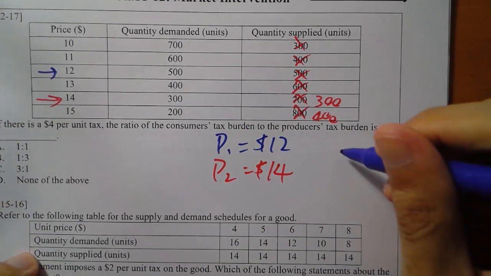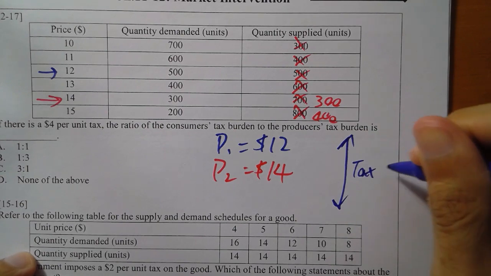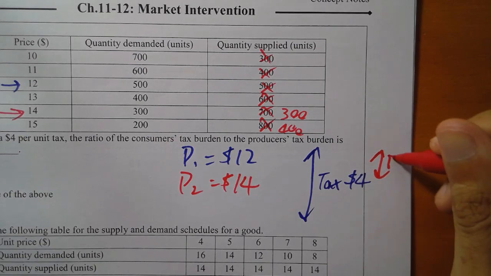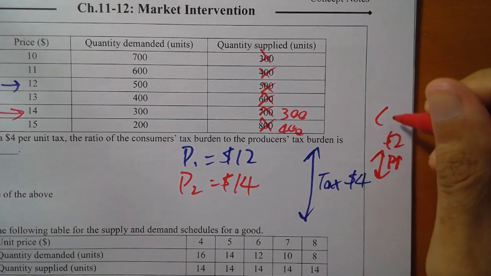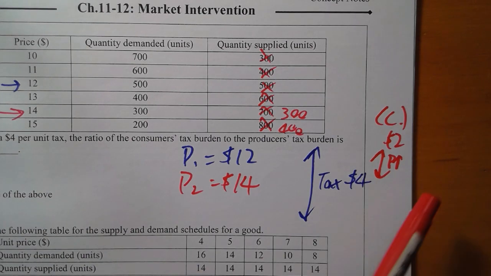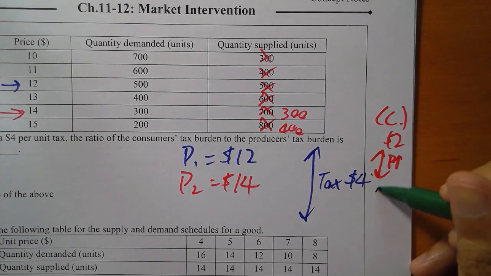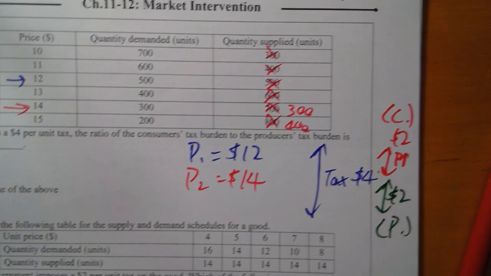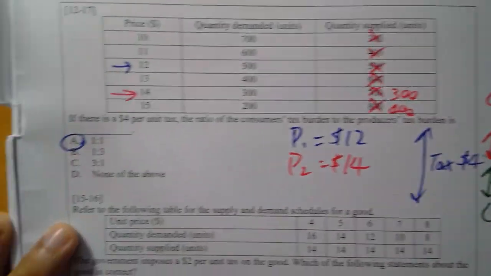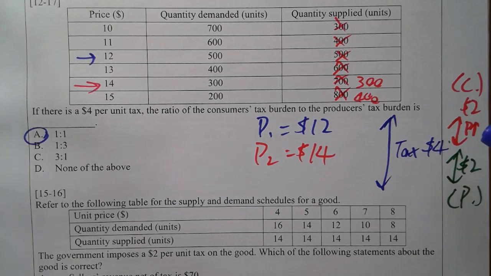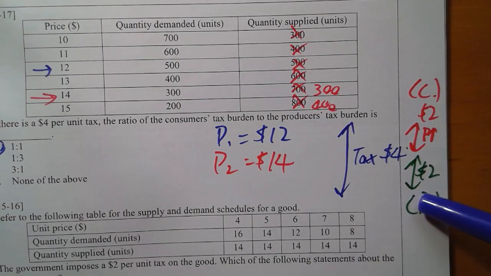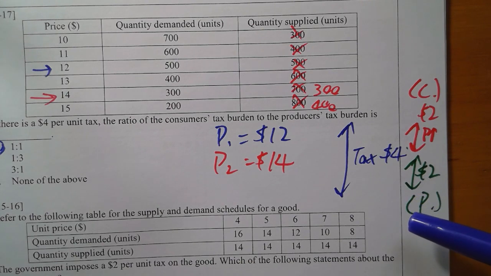Therefore, you see, tax is $4, but the price increase is $2. This is the consumer's share. So the rest of the $2, what happens to it? Of course, the producer bears it. The tax burden is 1 to 1. Half of the $4 per unit is shifted to the consumer, and the rest of it the producer has to eat on their own.